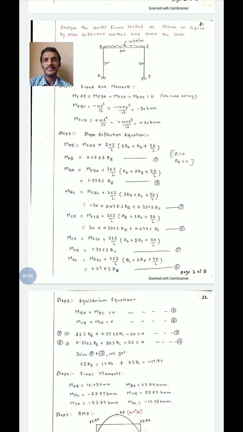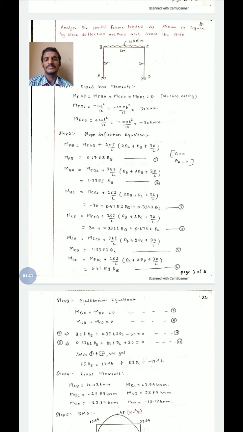Step 2, slope deflection equation. In this frame, there are 3 spans. Therefore, 3 into 2, 6 slope deflection equations will be calculated. MAB is equal to M of AB plus 2EI by L into 2 theta A plus theta B plus 3 delta by L.